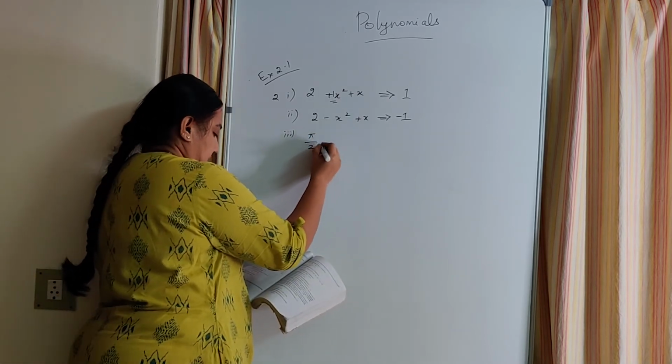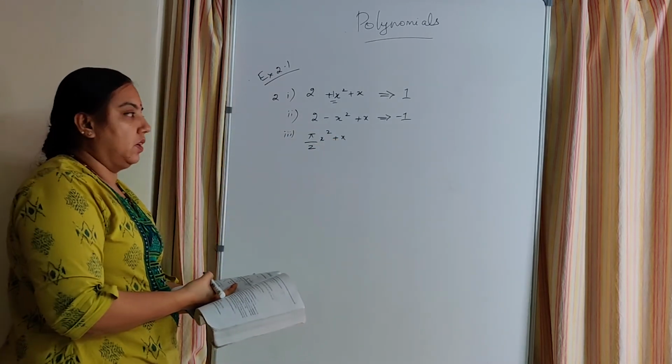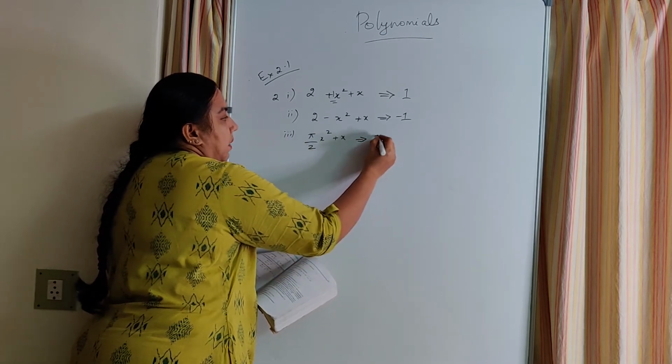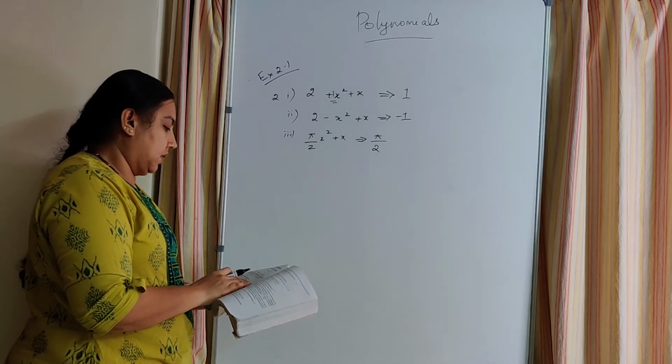Then the third sum, pi by 2 x square plus x. What is the coefficient of the x square term? Here, only this, pi by 2. This is the coefficient of the x square term.